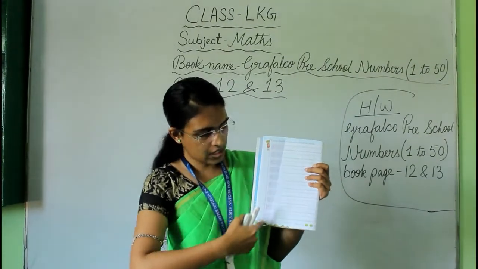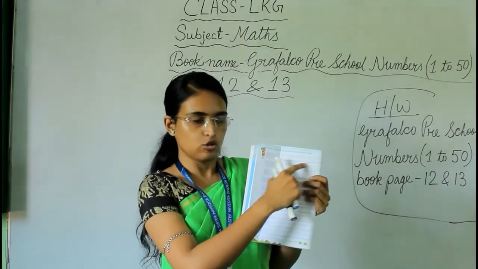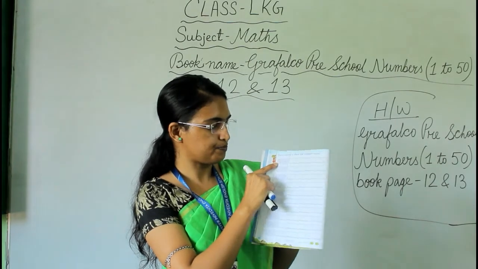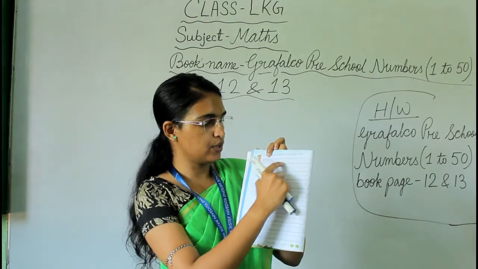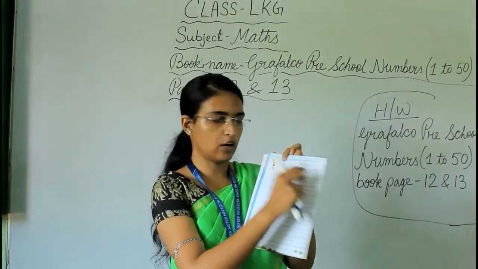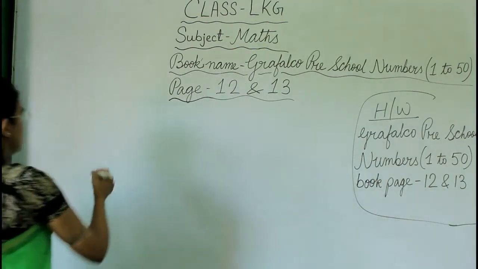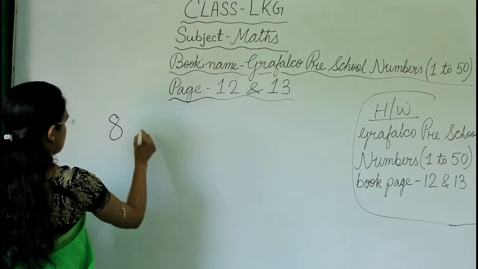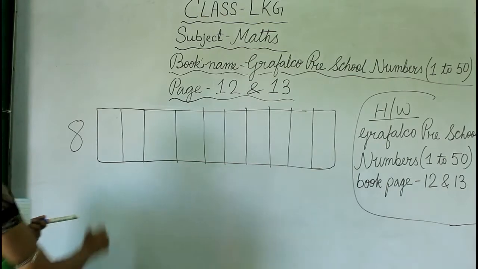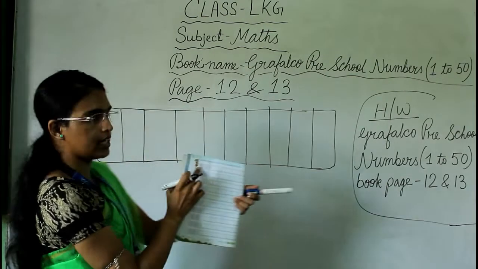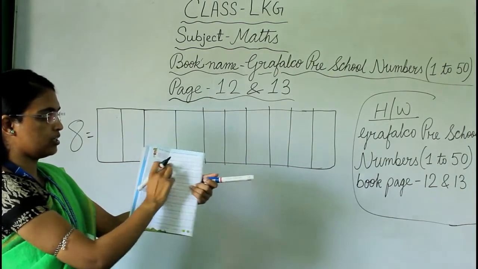Here some numbers are written, and on this side there are boxes. So what we have to do? We have to look at the numbers and draw objects according to that number. Suppose the first one is 8, and there is a box. So here it is written 8, and can you see the box on this side?